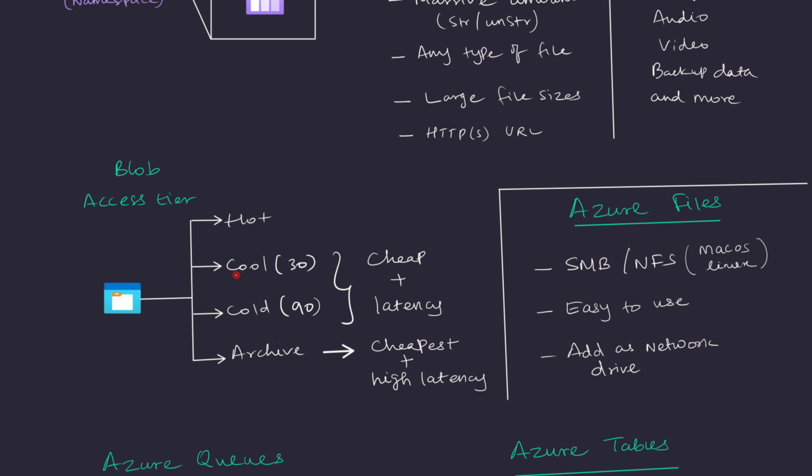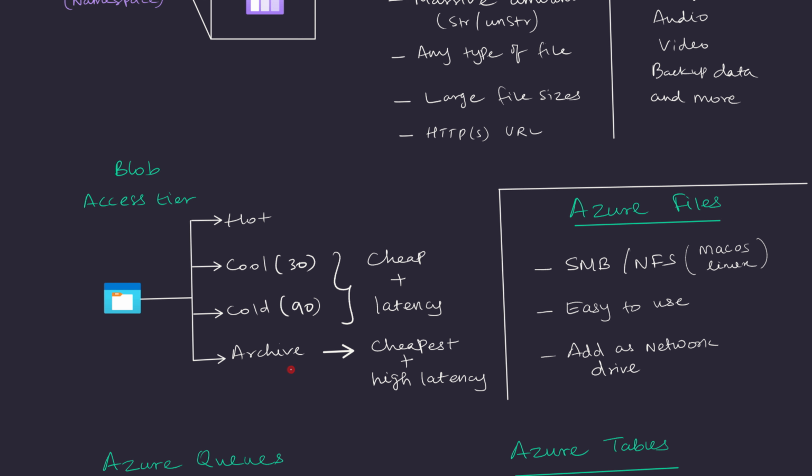Next one is called Cool. This is used for infrequently accessed data, and when we are using the Cool tier, the data must be kept at least for 30 days. This Cool access tier is going to be cheap, but it comes with some latency. When you want to access your file, it is going to take some time. The next one is called Cold, and this is very similar to Cool, as in this is going to be used for infrequently accessed data, but the difference is the data stored in the Cold access tier must be kept at least for 90 days, and this is actually cheaper than Cool, but it comes with slightly longer latency as well.